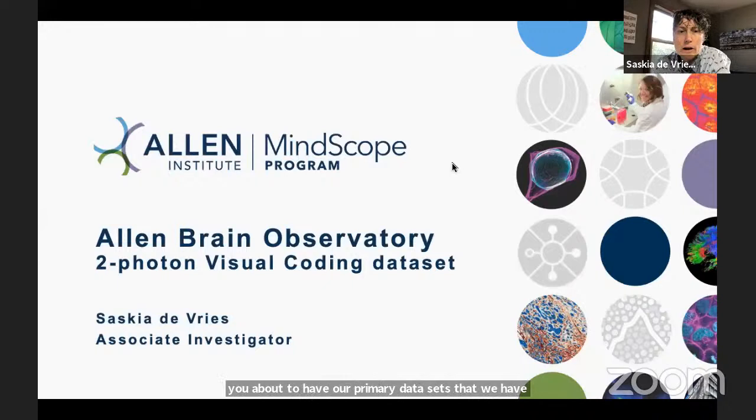I'm going to tell you about our two-photon calcium imaging data set for the Allen Brain Observatory visual coding data set. And then Josh will tell you about the NeuroPixels data set. These are two complementary data sets that we're going to be talking about throughout our session today. We'll tell you about what these data sets are, and then a lot of people will tell you about some of the science that has been done using these open resources.